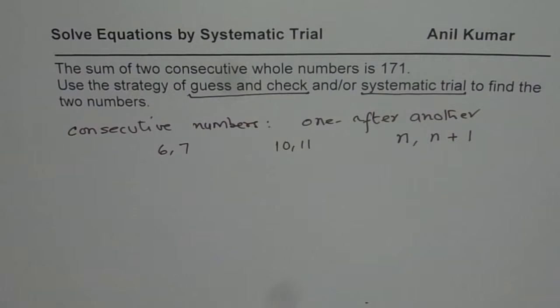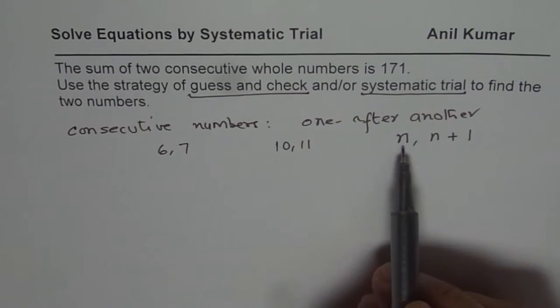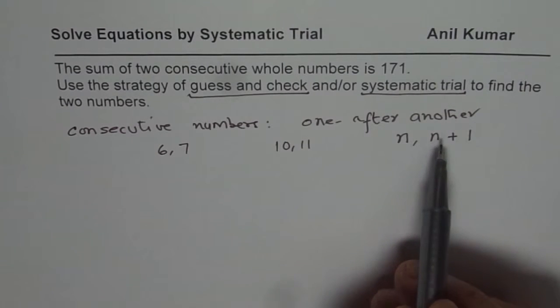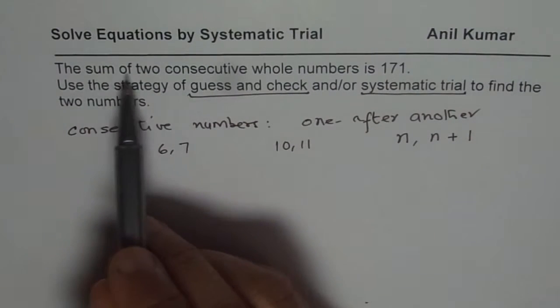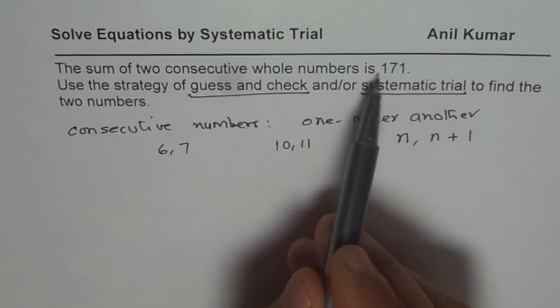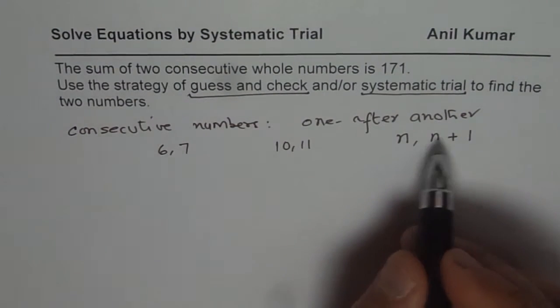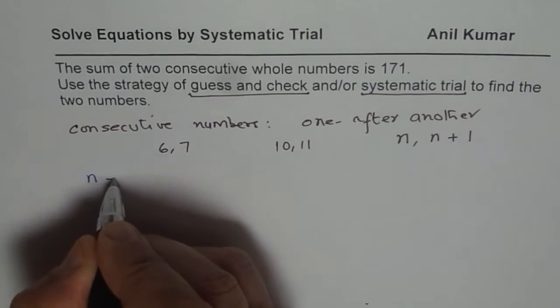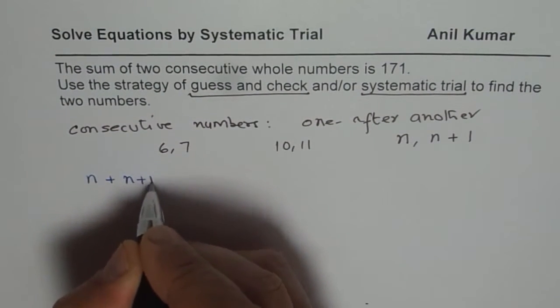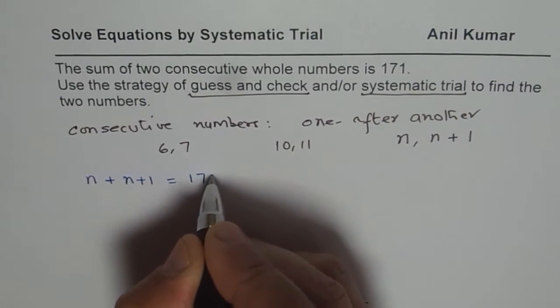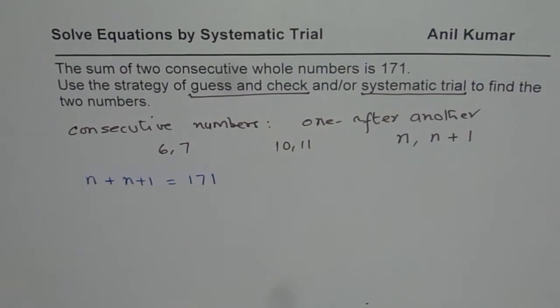So in general, we could write an expression where one number is n and the other is n plus 1. And when we say the sum of two consecutive whole numbers is 171, what does it mean? It means that the sum of these two, n plus n plus 1, is equal to 171, correct? So that is what it means. Once you get an equation as we just got, it is easier for us to find the solution.